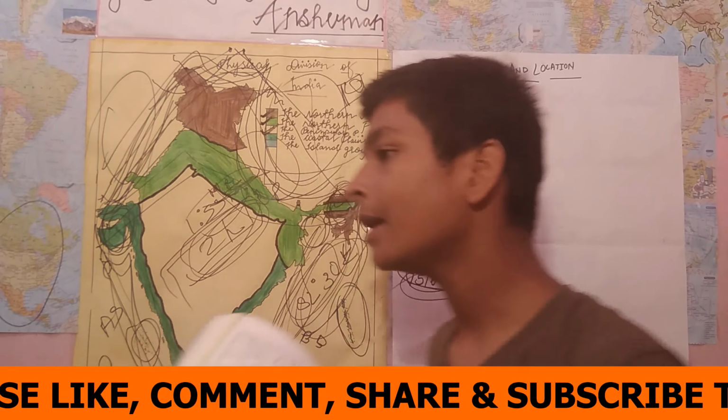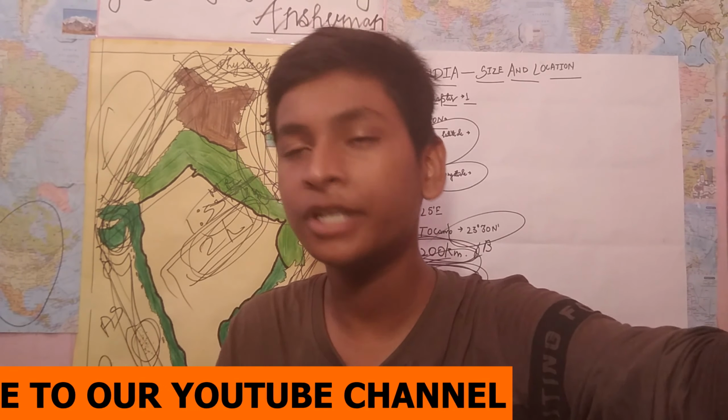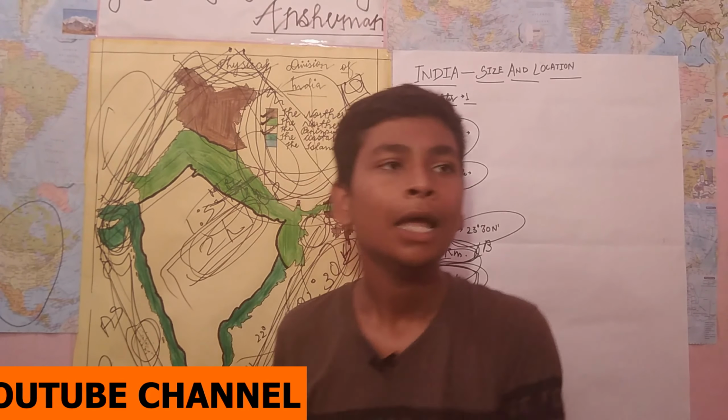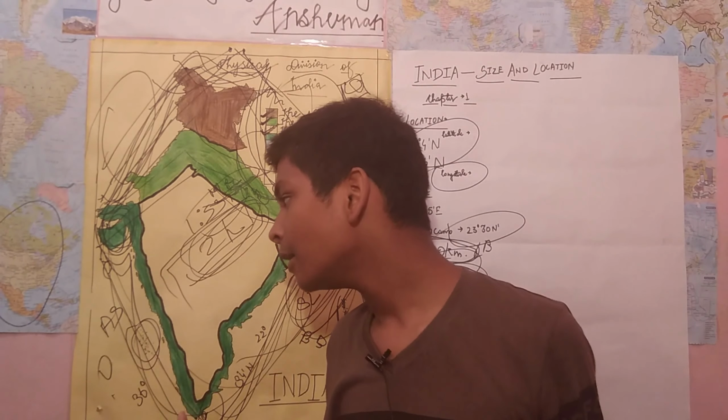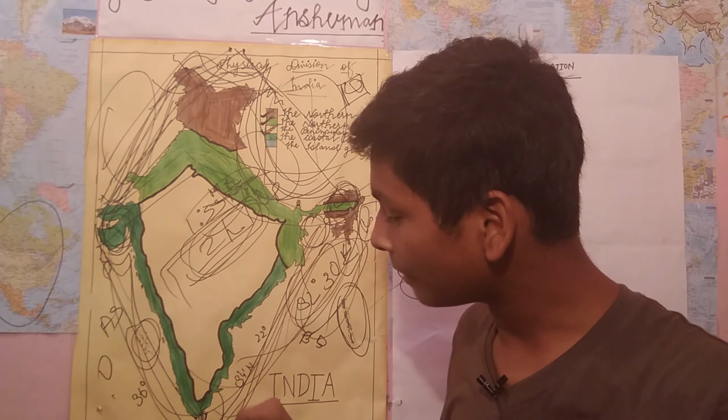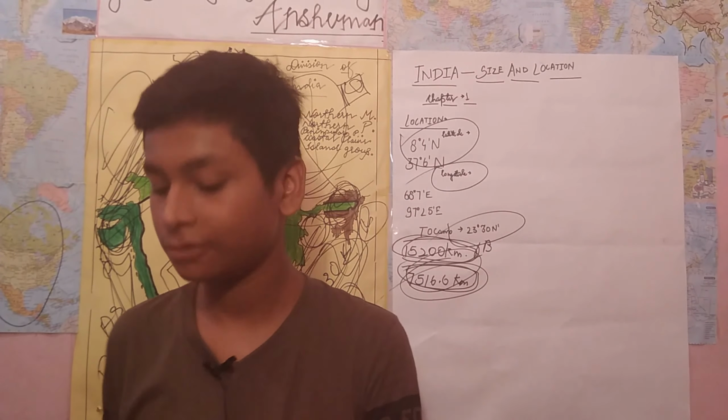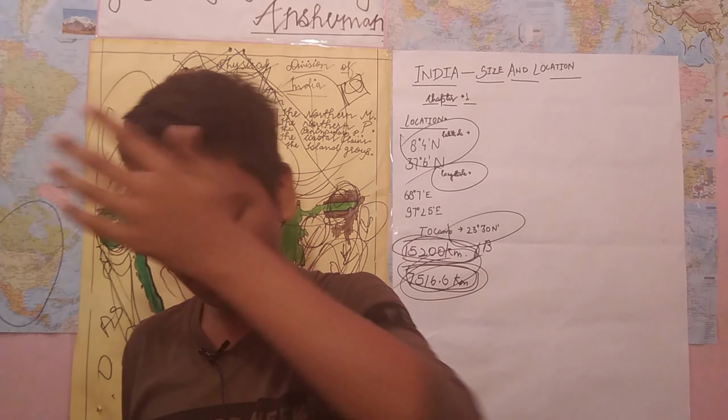There's a narrow channel at the south from India to Sri Lanka, that is known as Palk Strait. Palk Strait is very important. It's not a street, it's a strait. And that is very important. It's a narrow line that separates India and Sri Lanka. So that is very important. And nothing else is there.